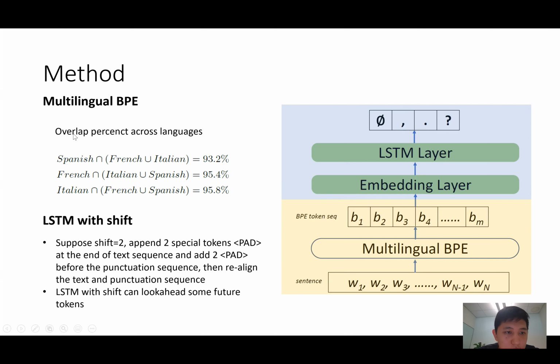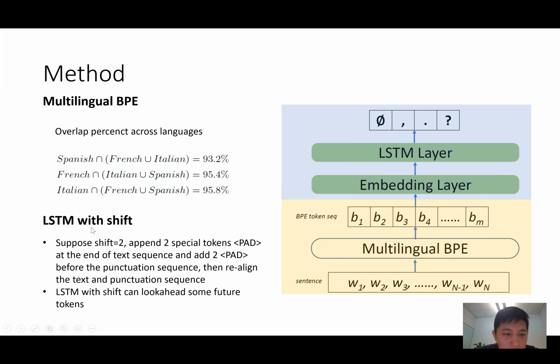We analyzed that our multilingual BPE can support more than 100 languages. We analyzed the overlap percent across three languages: Spanish, French, and Italian. The overlap percent is higher than 90%.